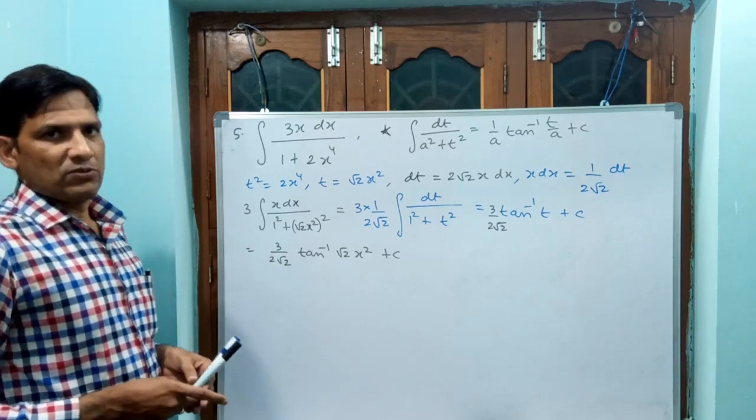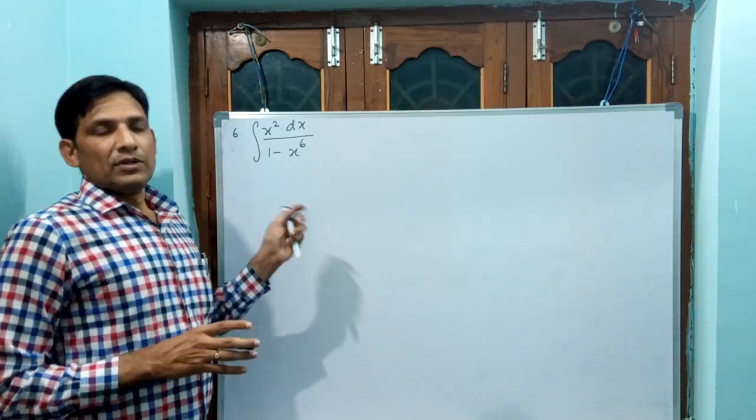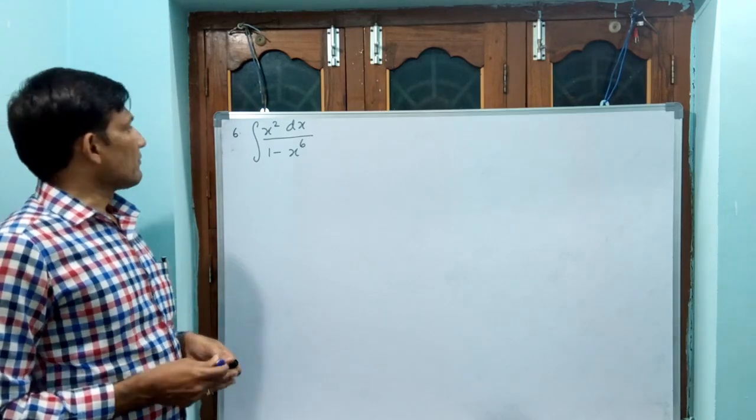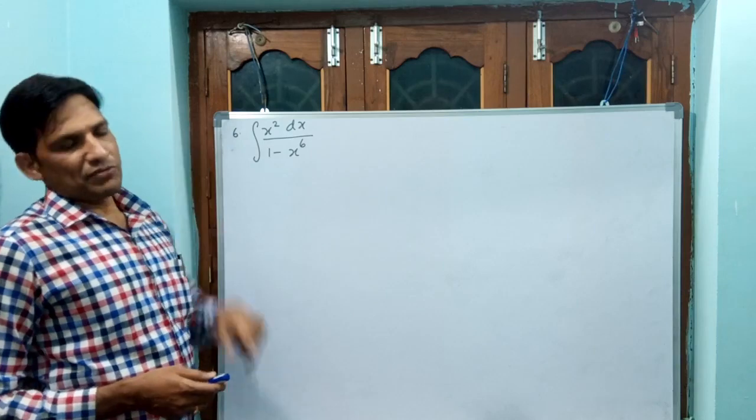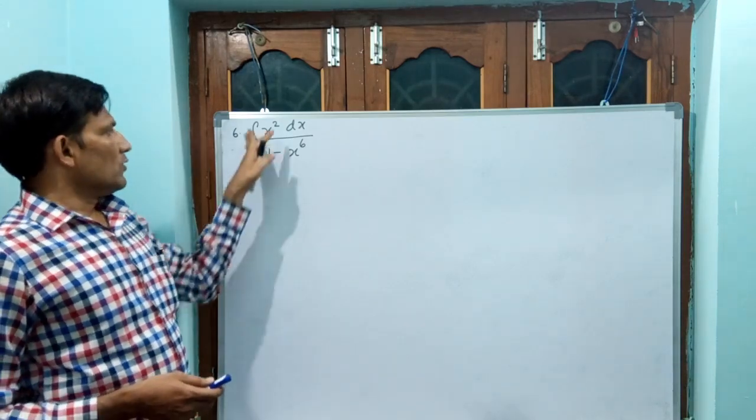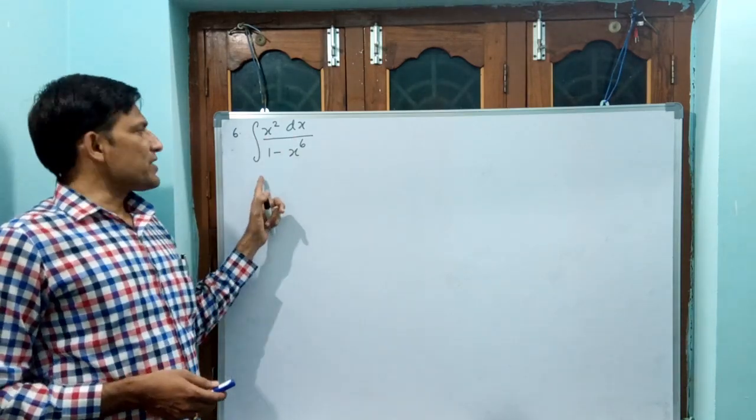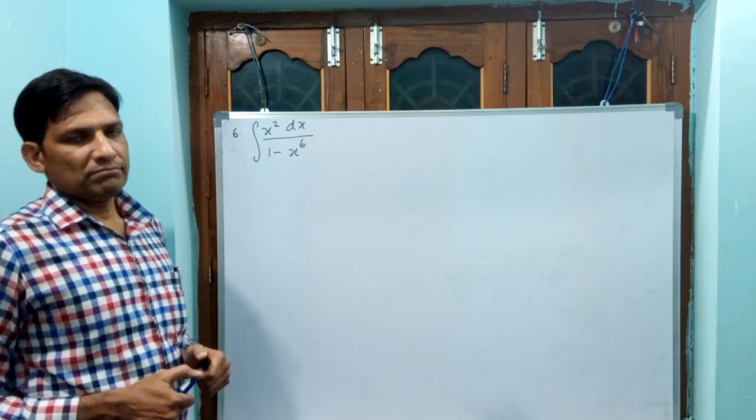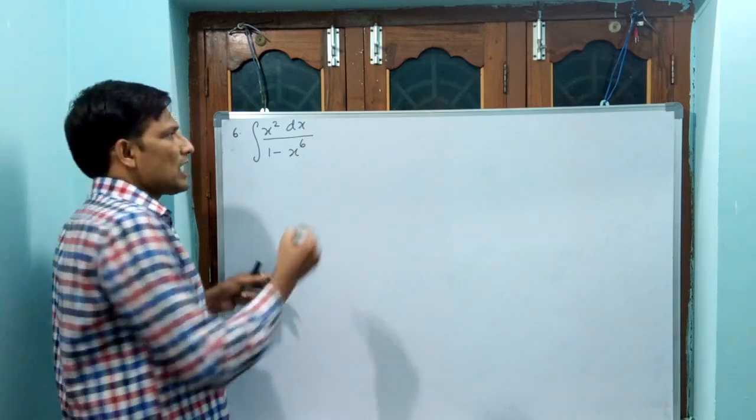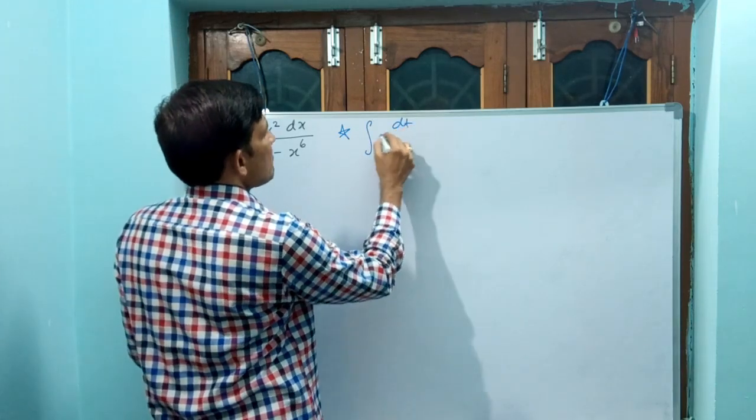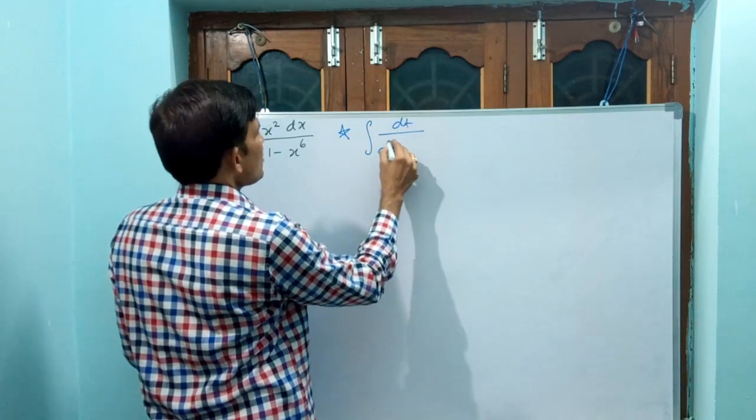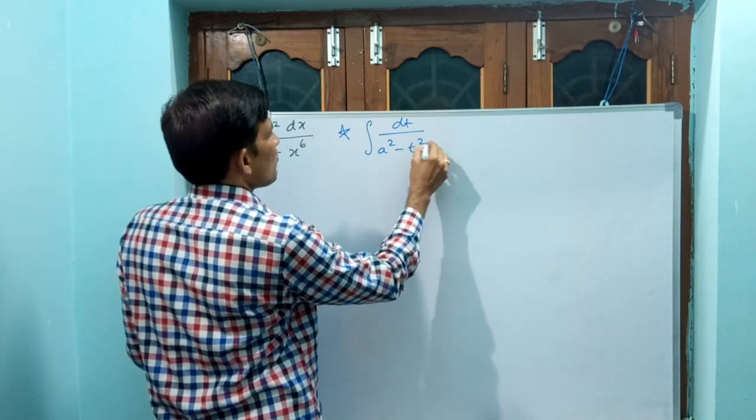Take this, we will go for the sixth question. Okay, see the sixth question: integral x square dx by 1 minus x to the power of 6. You forget about the numerator. The denominator is a square minus x square, or a square minus t square. You see, I am rewriting one formula: integral dt by a square minus t square, see, the square root is not there.